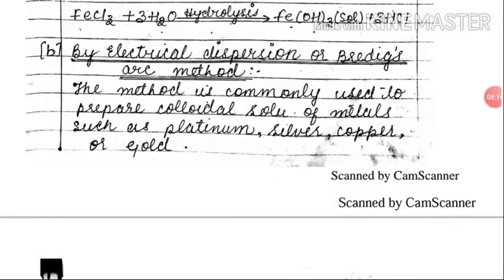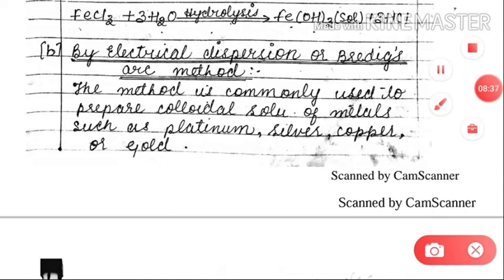the second method of preparation of colloidal sol is by electrical dispersion or Bredig's arc method. The method is commonly used to prepare colloidal sol of metals such as platinum, silver, copper, or gold. It means with the help of this method we prepare the colloidal sol of the metals, and mainly these metals are platinum, silver, copper, or gold.